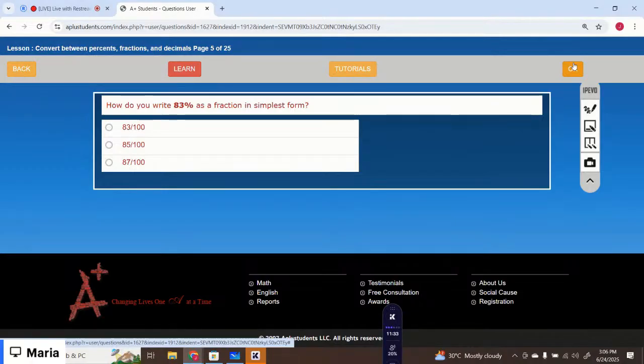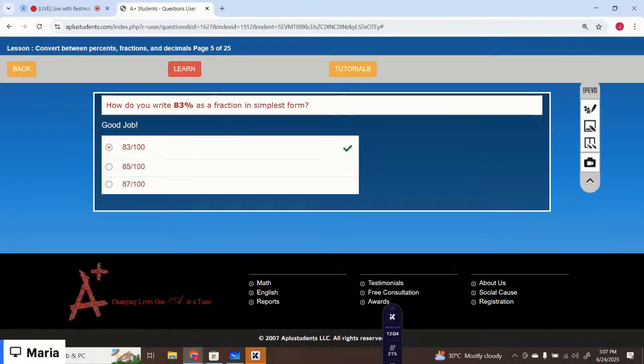How do you write 83% as a fraction in simplest form? 83% is 83 over 100. Option number one is the correct option.